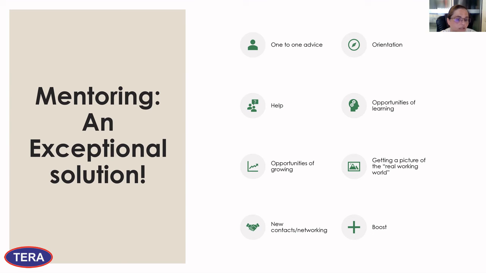Mentoring is exactly the opposite. You can only be a mentor, or only be mentored by a mentor, from your area of influence. So if you are an engineer, your mentor has to be an engineer or a professional in engineering. I, as a translator, am a mentor for future translators because I have experience in translation. So mentoring is very specific, and we can only be mentors in our area of influence. That's what sometimes people don't understand, the difference between coaching and mentoring.